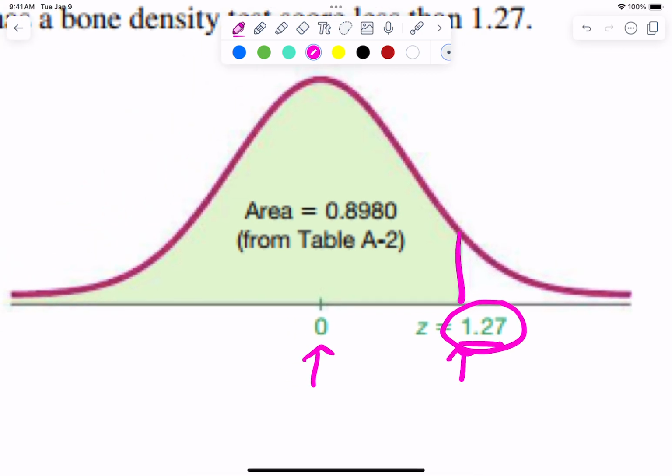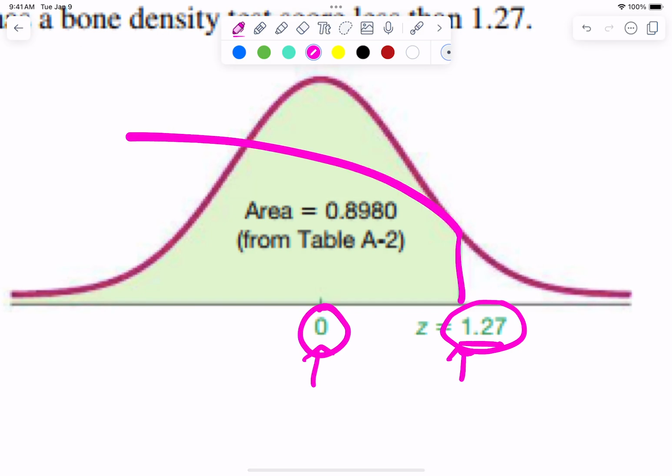The thing that I always think about is in relationship to average. If I'm talking about percent of people lower than me, is that going to be more than half of the people or less than half of the people? More than half. You can see that this shaded region is larger than half, right? So what I want to do is, are you going to be on the positive side or the negative side?